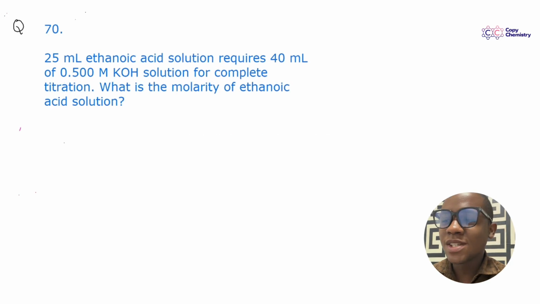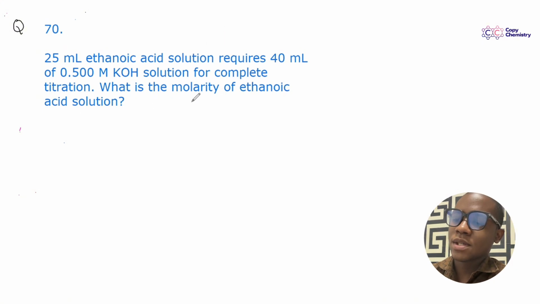This one is really interesting. So, 25 ml of ethanoic acid solution. Ethanoic acid is a weak acid. It requires 40 ml of 0.500 molar sodium hydroxide, that's a strong base, for complete titration. What is the molarity of the ethanoic acid solution?